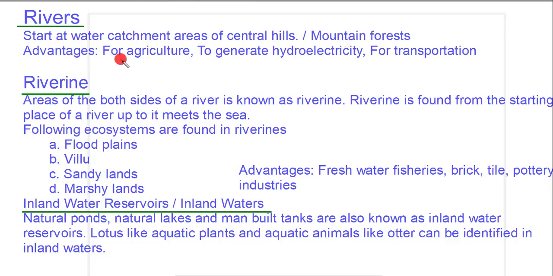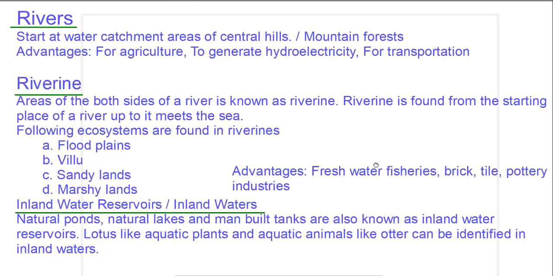River, what are the advantages of the river? For agriculture, we get the water. To generate hydroelectricity. For transportation, some boats are going in the rivers of Sri Lanka. The area on both sides of the river is known as the river basin. The river basin is found from the starting place of the river up to where it meets the sea, the estuary. The following ecosystems are found in the river basin. The river basin is also an ecosystem.